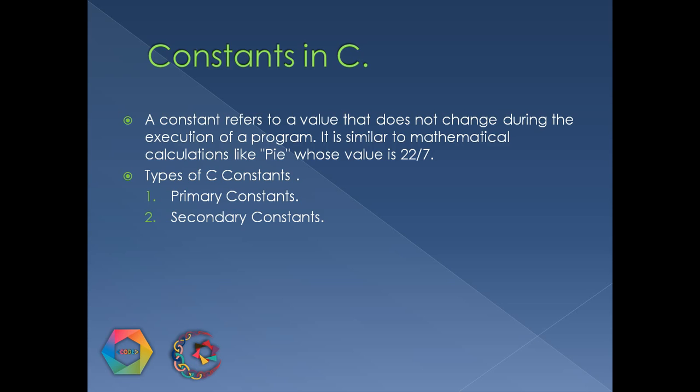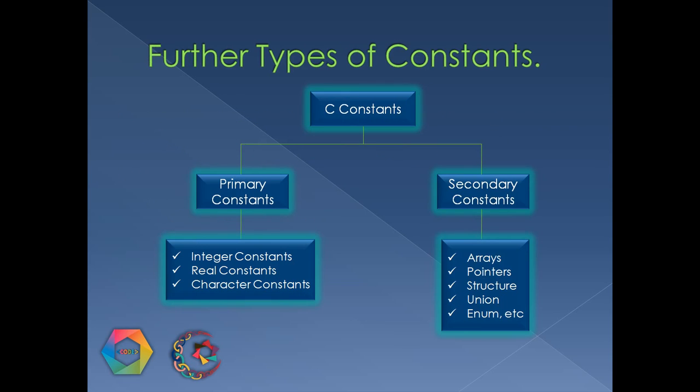Now in C language, the constants are divided into two main parts. The first one is known as primary constants, and the second one is known as secondary constants. Today we are only going to talk about primary constants, and we will cover secondary constants when we start writing the actual code, so that you can understand it at that time in a better way. Now the primary constants are divided into three more parts. Now why? Because in our program we have to deal with different things, let's say numbers, fractions, characters, strings. So on this basis, the primary constants are divided into three main types.